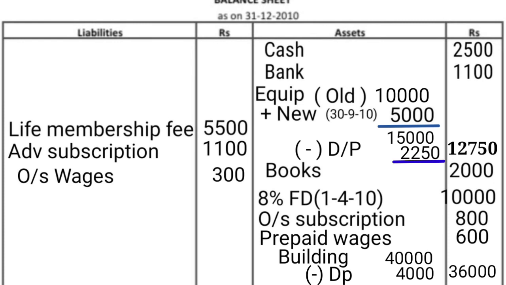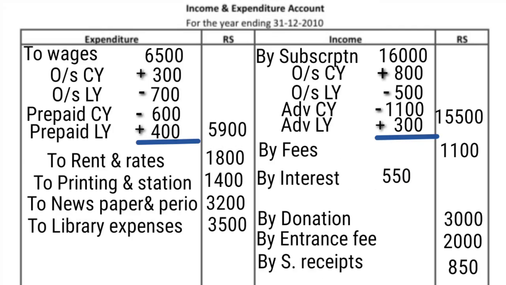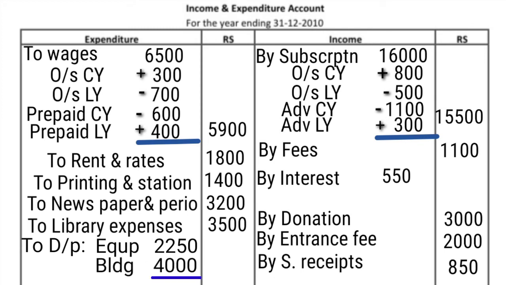We know depreciation is an expense. So this depreciation we will show in the income and expenditure account. This is the current year expense. Okay, so in the income and expenditure account, on the expenditure side, depreciation: equipment 2,250, building 4,000, total 6,250. This is not a new adjustment. This is the adjustment related with the final accounts.